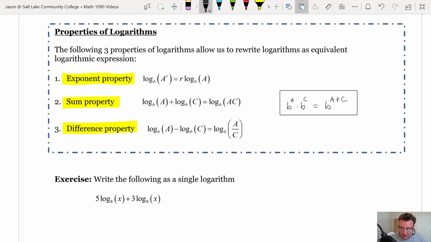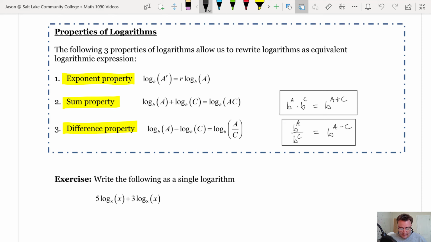Okay. Also recall that if we have, say, b to the a power divided by b to the c power, this is equal to b to the a power minus c. Okay, well, in logarithm land, the equivalent idea is expressed as the difference of logarithms is equal to the log of the quotient. Over in exponential land, we have the quotient of exponentials is equal to the exponential of their difference, right? So in logarithm land, it has to be the inverse.